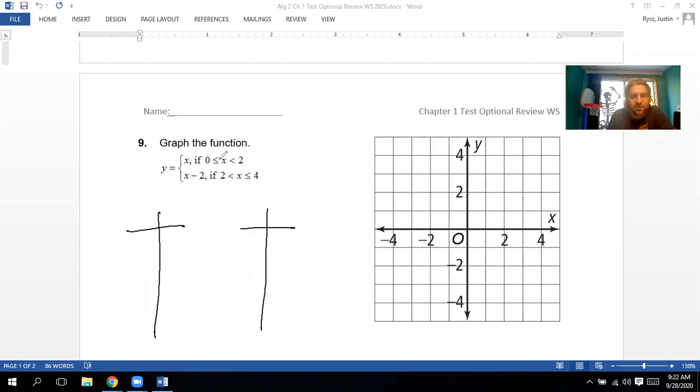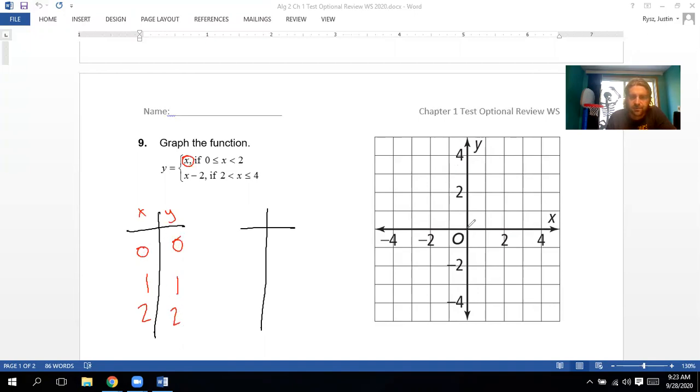Okay, so if we're going from 0 to 2, we're going to have 0, 1, and 2 in our table, or x, y, and we're going to plug it into the top equation, just x. So if I plug 0 in for x, y would equal 0. If I plug 1 in for x, y would equal 1. Plug 2 in for x, y equals 2. We're going to graph those points out.